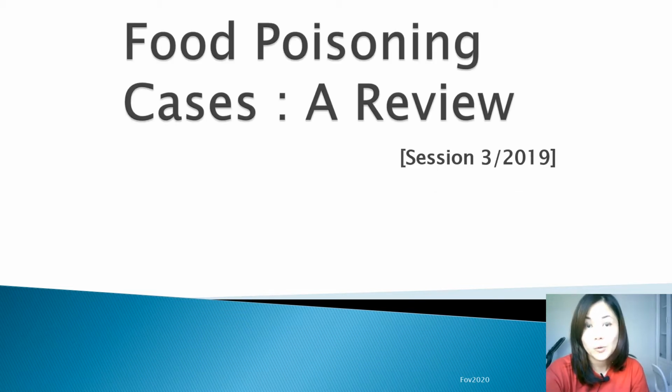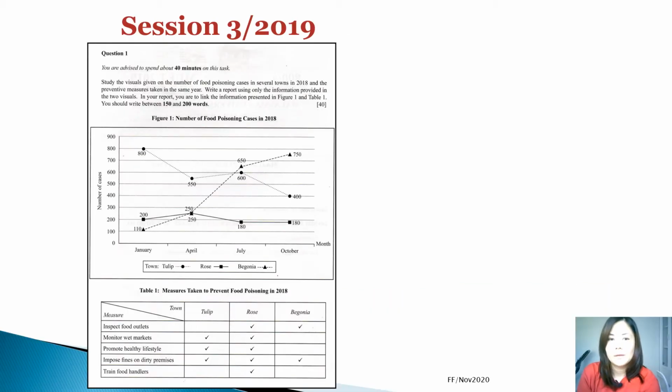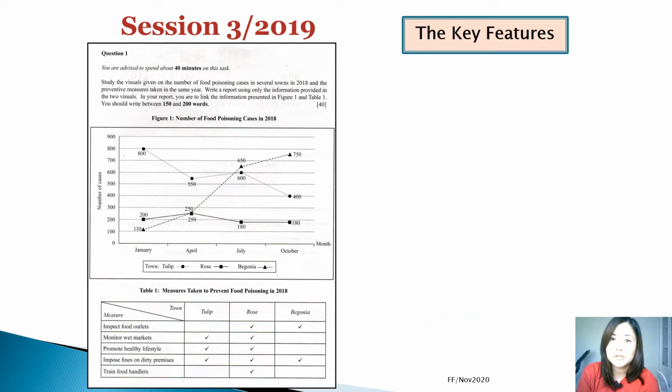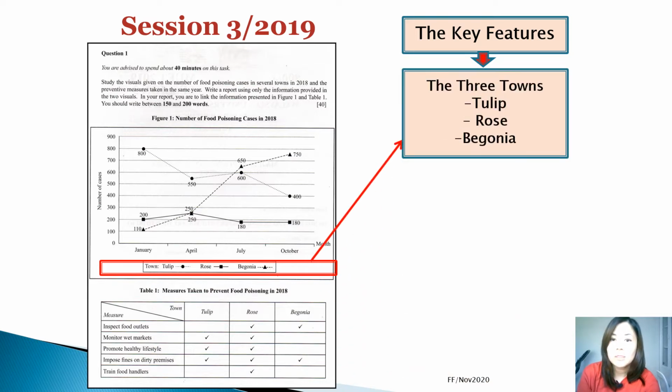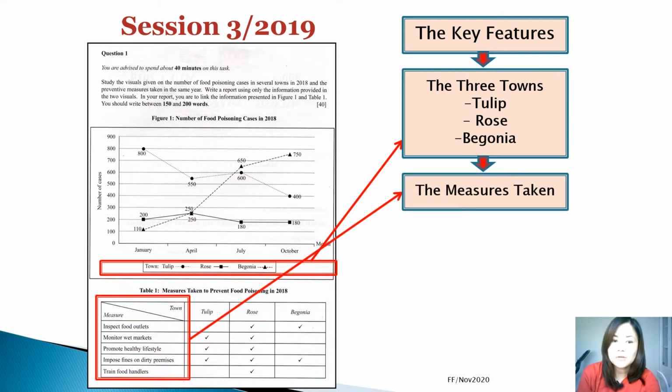The questions that I'm going to discuss in this lesson are on the food poisoning cases, Session 3 2019 questions. In this question, candidates are to focus on several key features, namely from figure 1, you have to talk about the three towns, tulips, rose and begonia, whereas for table 1, you are to focus on the measure. So when you mention the measure, for example, inspect food outlets, that would be one key feature that you will include in your writing.